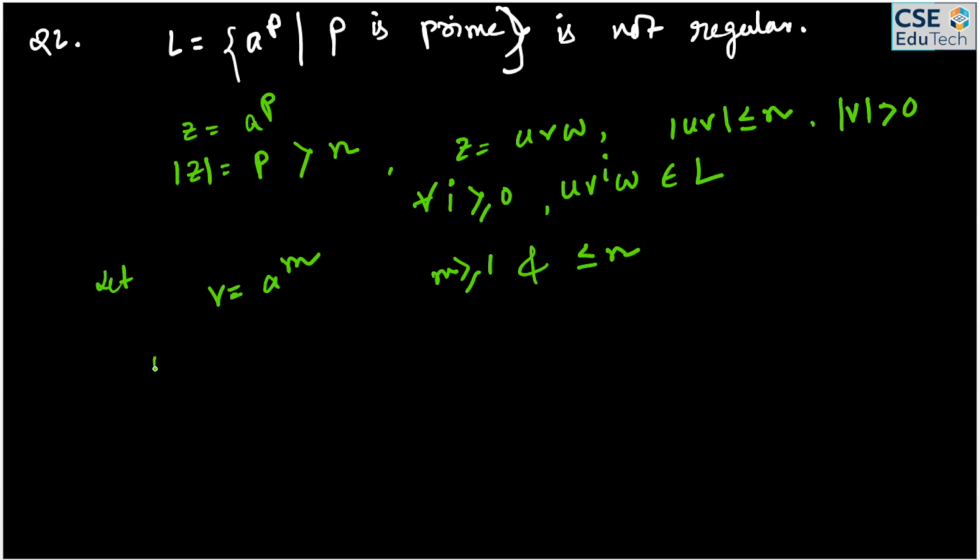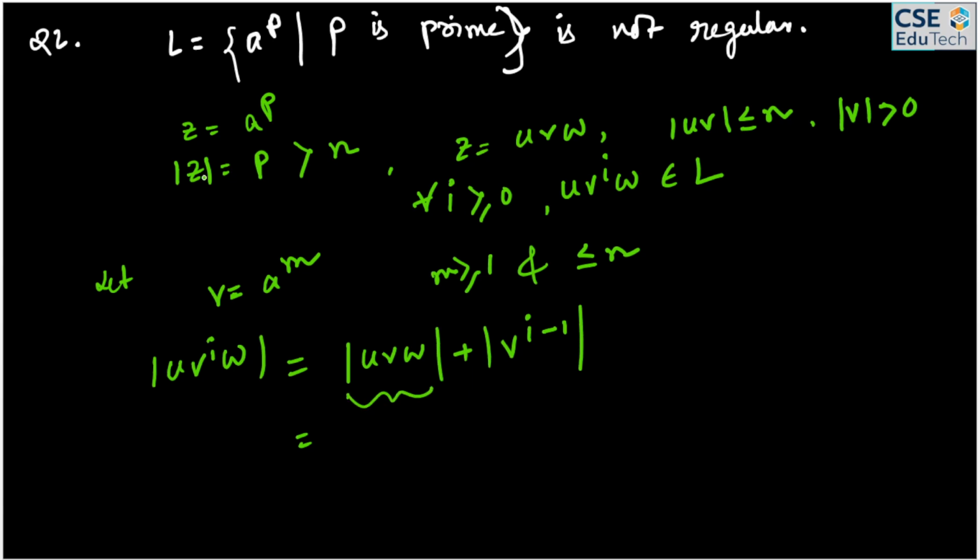So now the length of U V to the power I W can be written as the length of U V W plus the length of V to the power I minus 1. Actually, the length of the string U V to the power I W can be written this way: UVW is A to the power P, so the length is P plus I minus 1 times M.